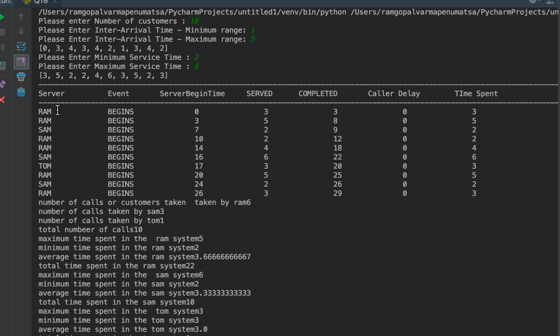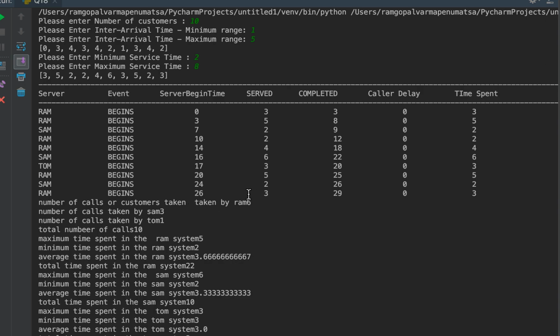The first service is taken by RAM, and the service begins at the 0th minute. The service time is 3 minutes, and you can see here the service time is 3, and the service completed in 3 minutes. The total time spent in the system is 3 minutes. Again, the second service is RAM, and the third service is SAM, and you can also see the service taken by Tom. Now you can see here the descriptive analysis of this model.